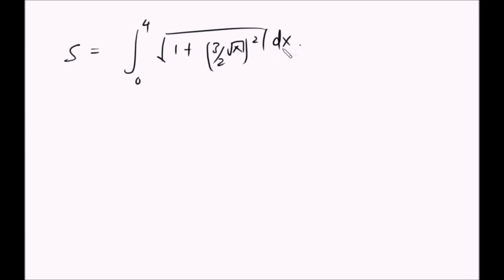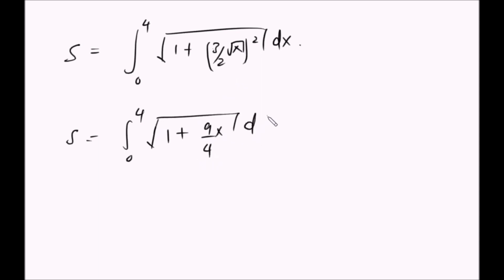So the length of a curve S will be the integral from 0 to 4 of the square root of 1 plus 3 over 2 the square root of x squared with respect to x. So S is the integral from 0 to 4 of the square root of 1 plus, 3 squared is 9, 2 squared is 4, the square root of x squared is x, so the square root of that with respect to x.